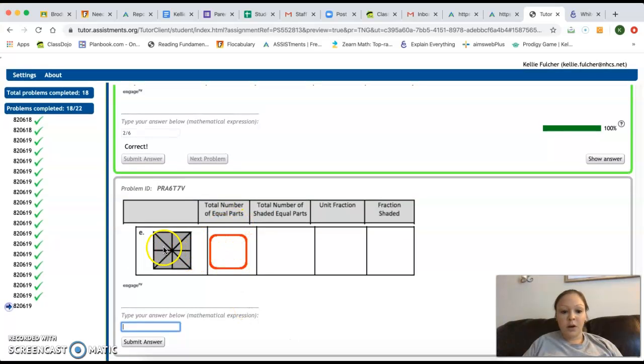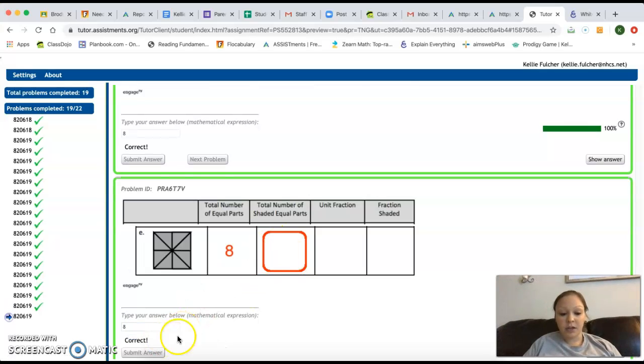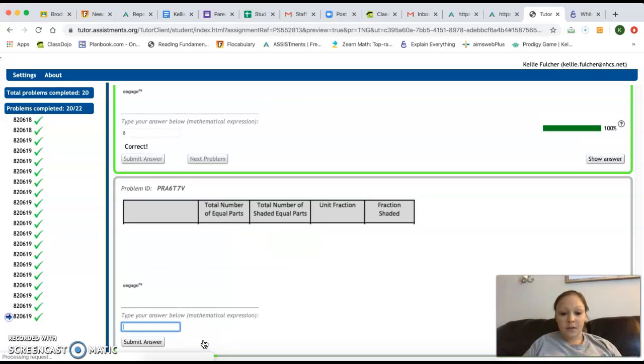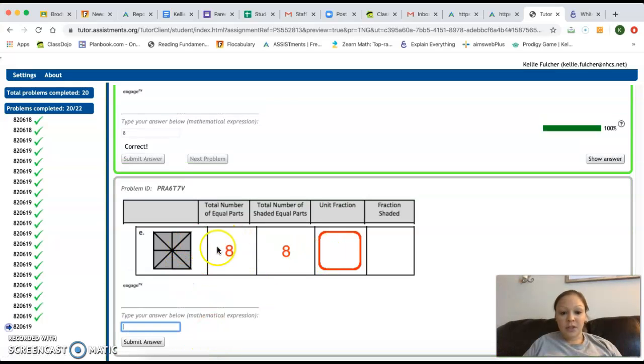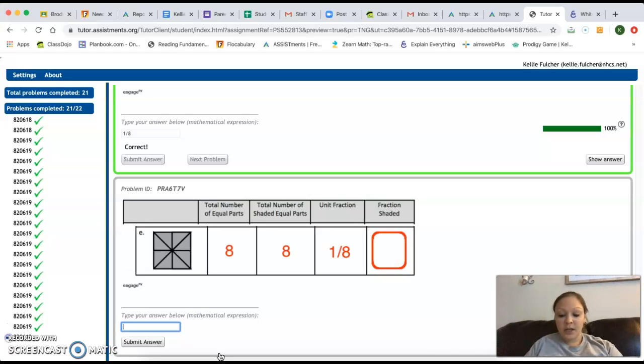Total number of equal parts, 1, 2, 3, 4, 5, 6, 7, 8. Total number of shaded parts, where all of them are shaded, so there are 8 shaded. The unit fraction here, since we're dealing with eighths, is 1/8. And the fraction that's shaded here is 8 out of the 8 pieces are shaded, which is a total of 1.